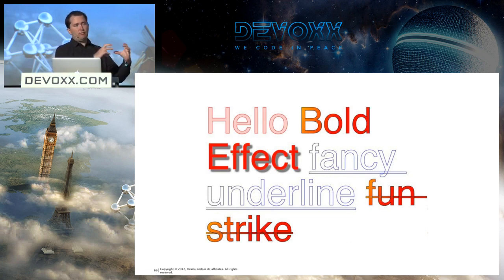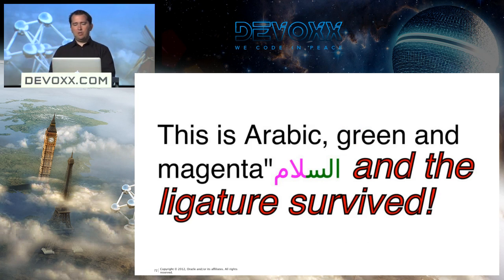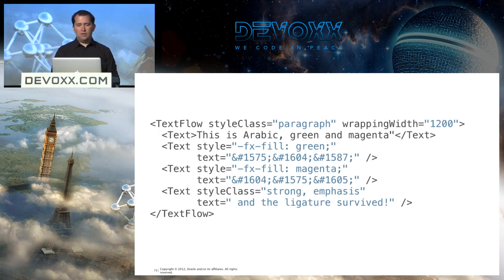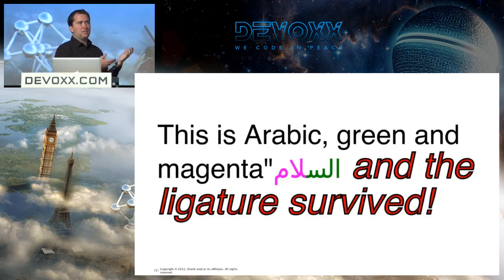So not only does it flow the boxes next to each other, but it will also cause a text node to draw in two different disjoint locations if it needs to. Or, as we can see here, you've got a ligature that's constructed from Arabic, but it was actually specified as two different text nodes, one that was green, one that was magenta. But when the sequence of those characters are next to each other, it's supposed to have a special ligature for Arabic, and all that survives. The text flow is able to handle all those use cases.